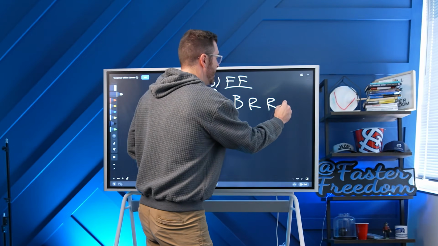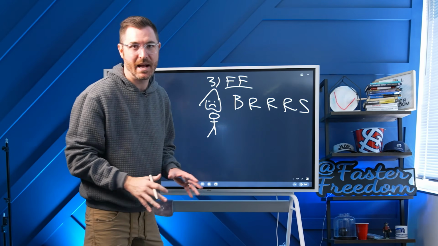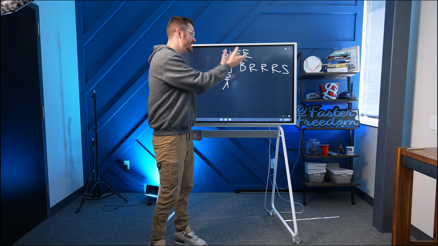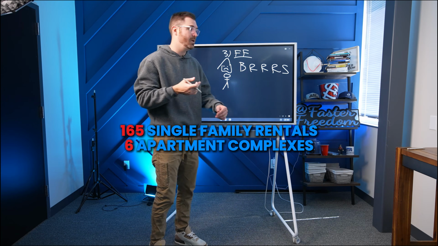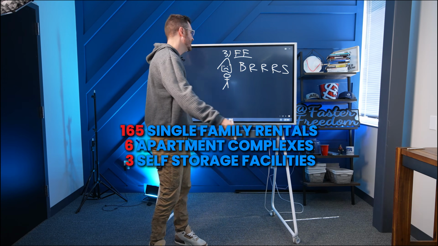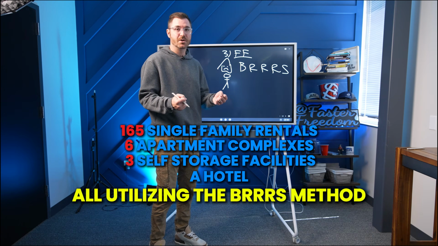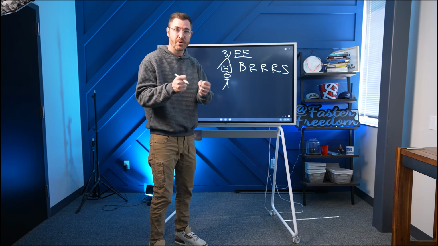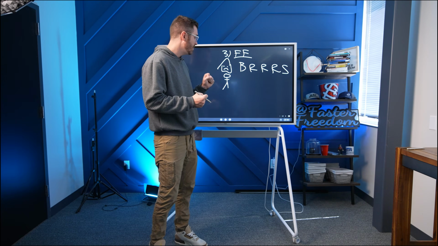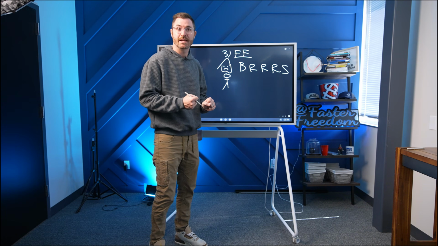It stands for buy, rehab, rent, refinance, and systemize. I talk about this a lot because this is the method I've used to buy 165 single-family rentals, 6 apartment complexes, 3 self-storage facilities, a hotel, all utilizing the BRRRR method, which means using none of my own money, and using other people's money. Step 3, we tie it all together. We got the distressed property, we got the funds, and we got the plan. Let's tie them all together.